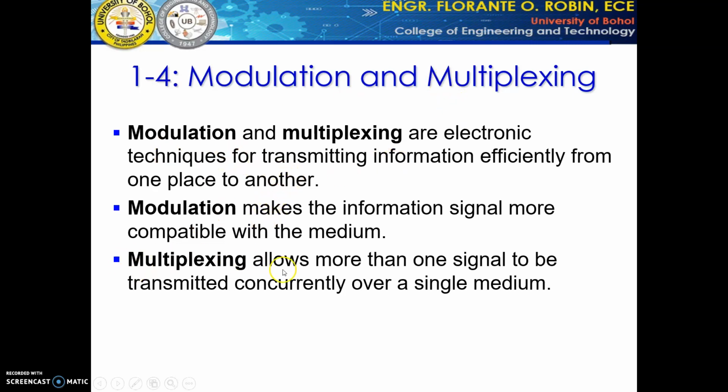Now we have multiplexing. It allows more than one signal to be transmitted concurrently over a single medium. Multiplexing is like a bus again, on the road, but you let not just one bus but more buses pass at a time. It is a technique so that many can pass through one road. We call that technique multiplexing. Multi means many, plexing means passing, so many pass through.